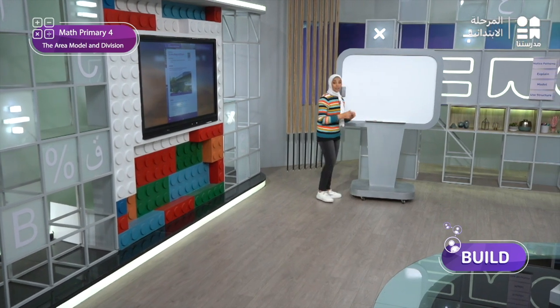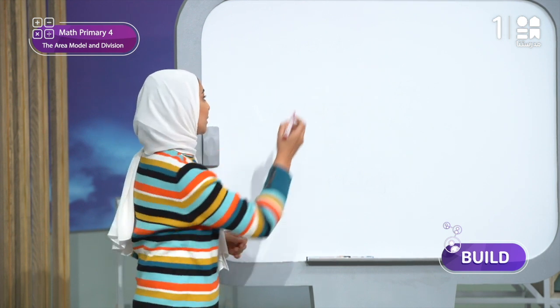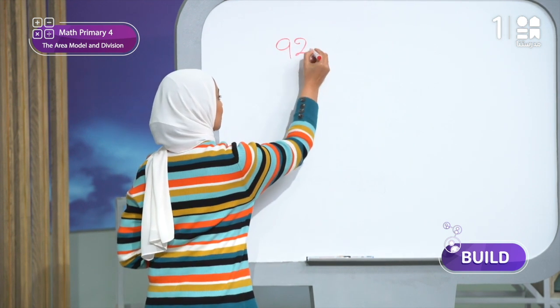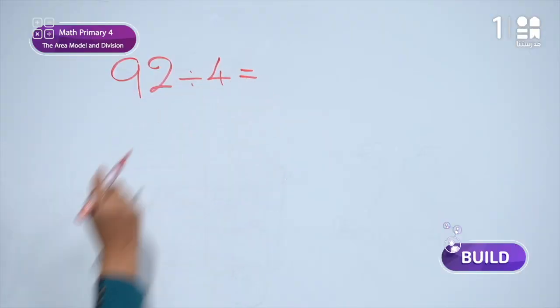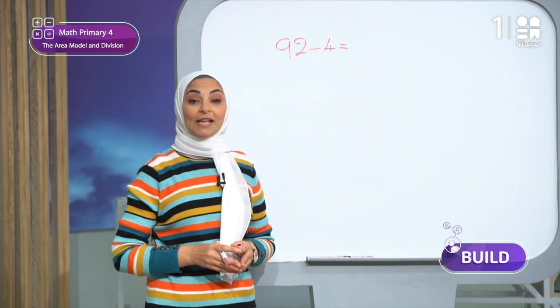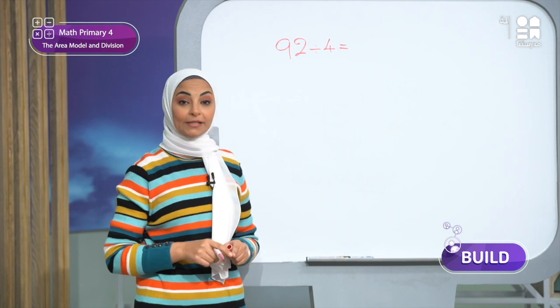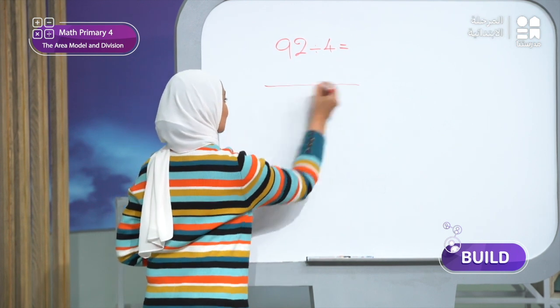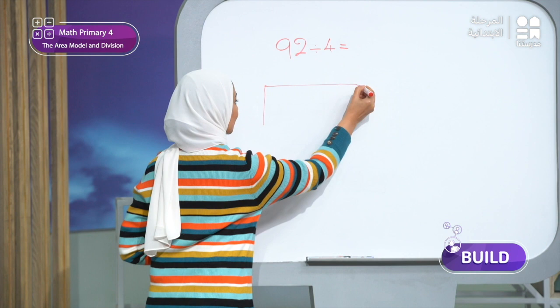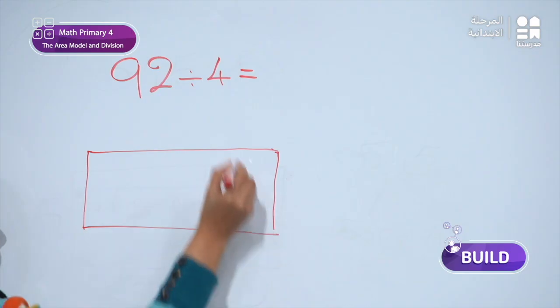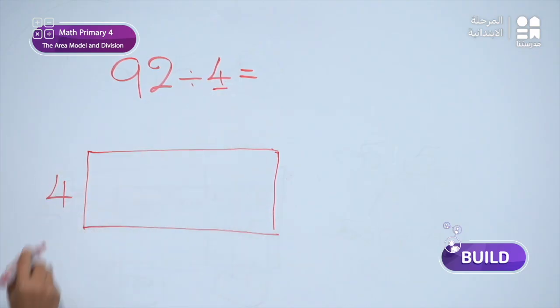Okay. Now let's solve it all together. So what should I do? Of course, I will divide 92 divided by 4. Let's write it. 92 divided by 4. Okay, the first step, of course, I will draw my rectangle. As you see here, I will draw my rectangle and put 4 in this side.